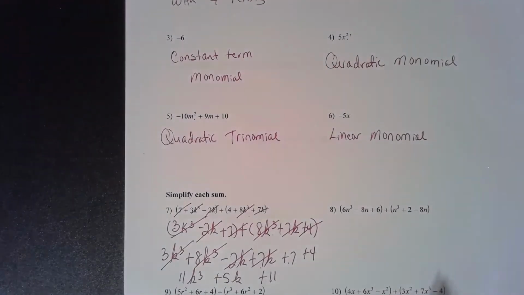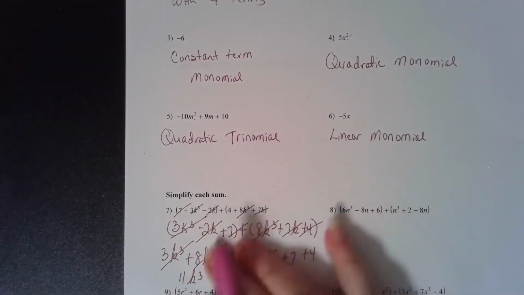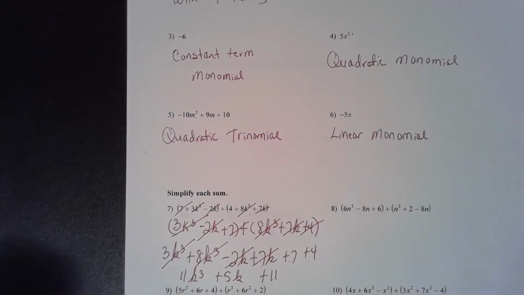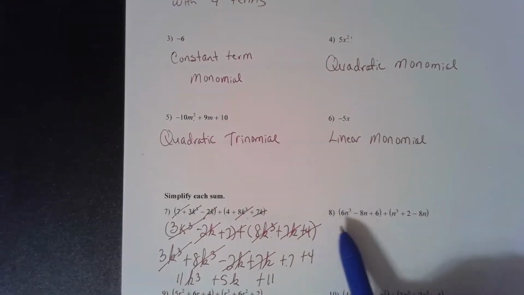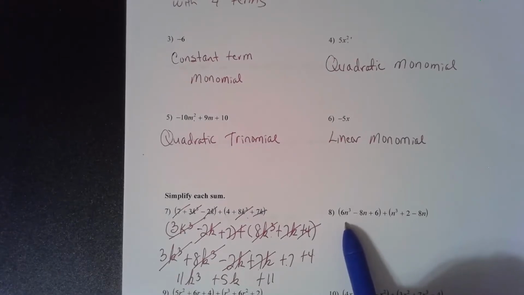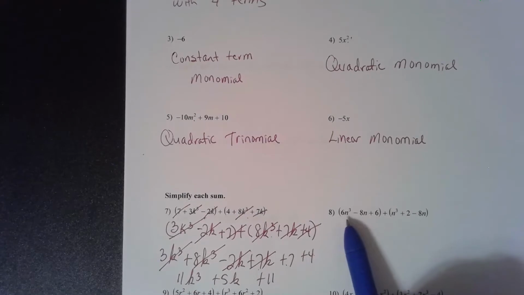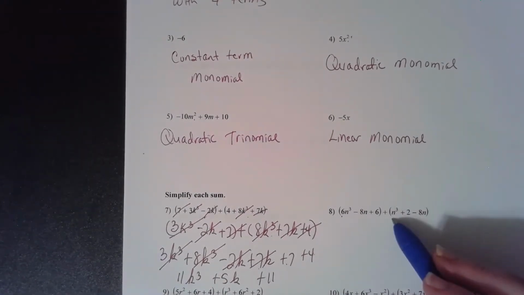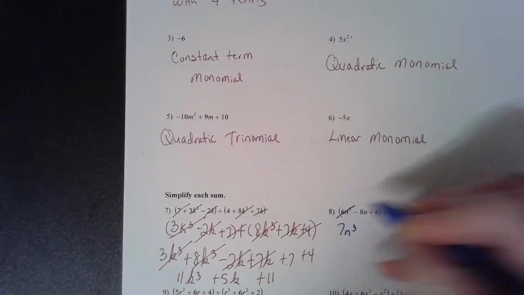Now, if you do not have to rewrite these, if you can keep them in order in your mind, the other way to do it is to see which one is my highest power. This is cubed. This is cubed. So I'm just going to go across and say, I've got 6 n cubed here, I've got 1 n cubed here. That makes it a total of 7 n cubed.